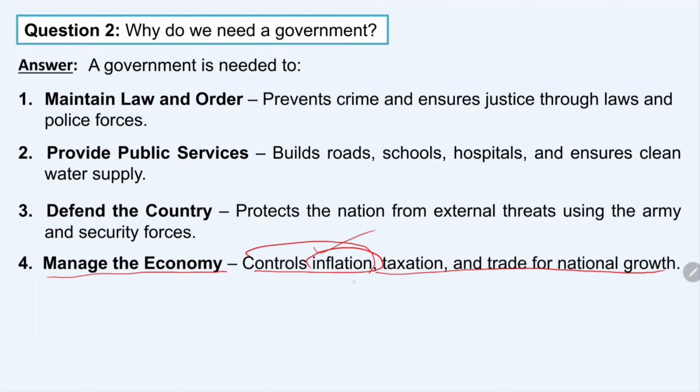So controlling inflation is also the work of government. And taxation, the tax and all, and trade for national growth. National growth is very much important.